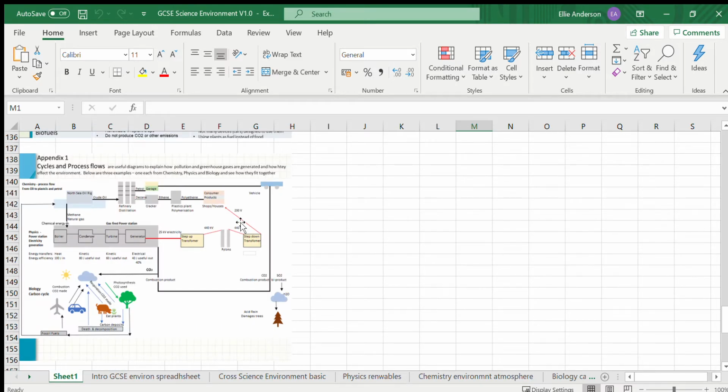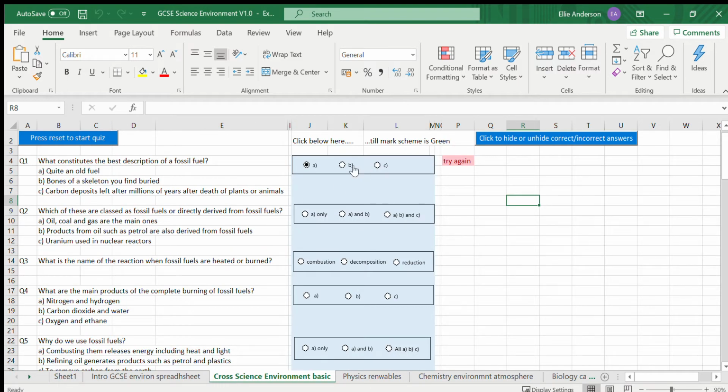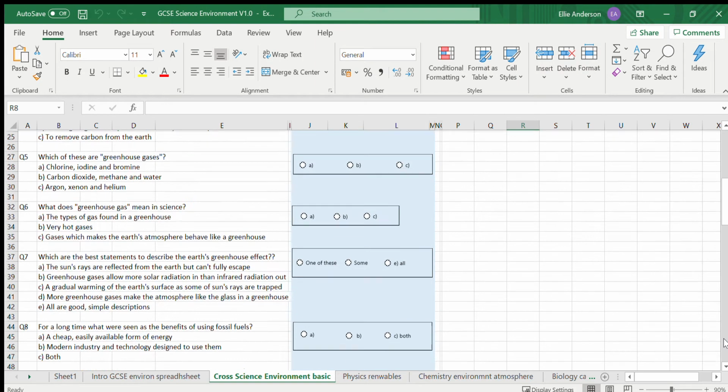And then I've done a process diagram showing how it all fits together, and then finally some questions and model answers. And so if we look at the quiz, you can see it's an interactive quiz. You eventually get the right answer there, what's the best description of a fossil fuel and so forth, and you get a very quick indication of whether you've got a right answer or not.